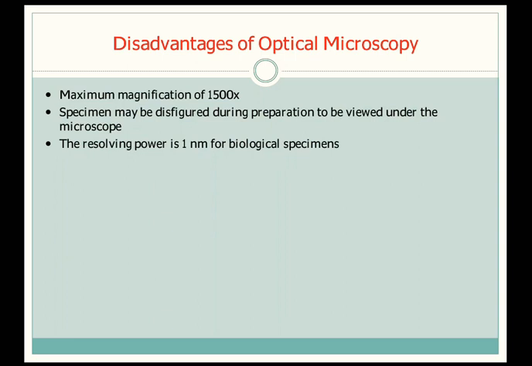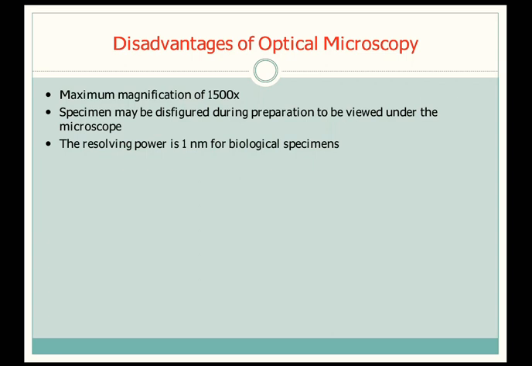Disadvantages of optical microscopy. The maximum magnification obtained is 1500x. So what is this 1500x? Consider an example. You are looking at a tiny particle of area 1 mm square, that is, both the length and breadth of that particle are 1 mm.